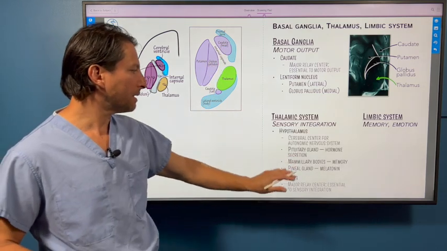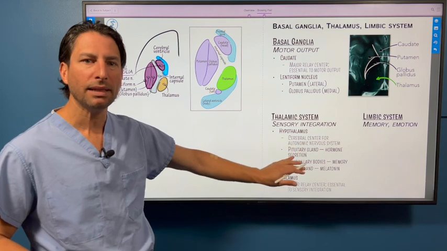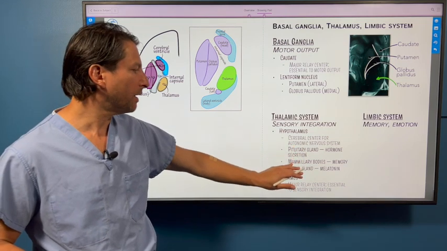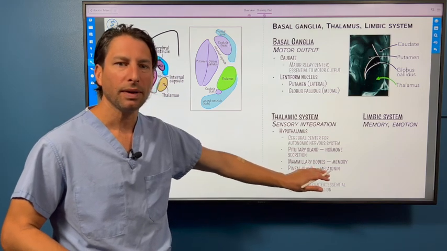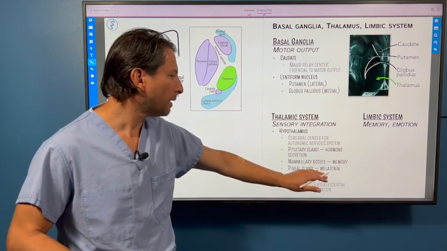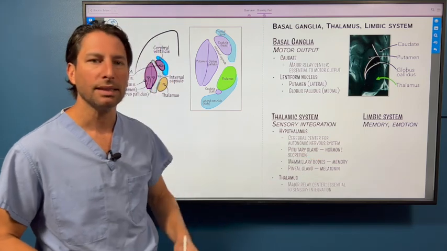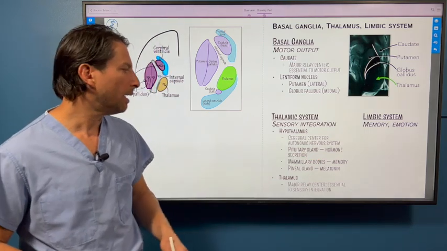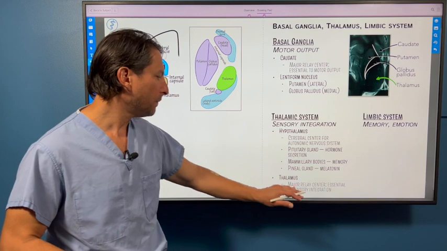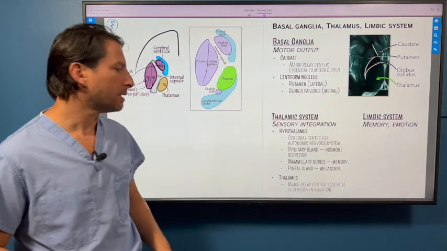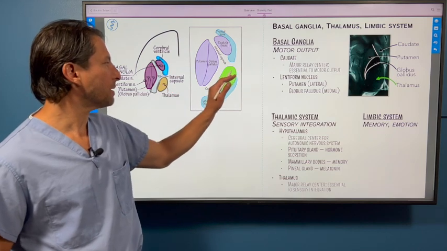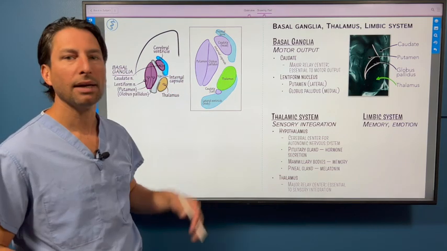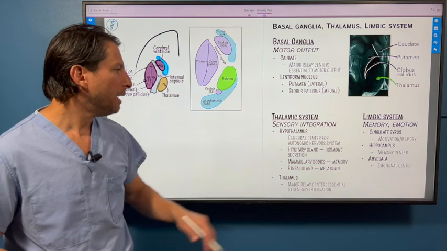This thalamic system, the hypothalamus, has many different physiological functions, including the pineal gland, melatonin creation and release, and then the pituitary gland has a ton of different hormones that it secretes. Then the thalamus we talked about was this relay center where sensory information synapses within the thalamus and then splays out to the different brain regions.